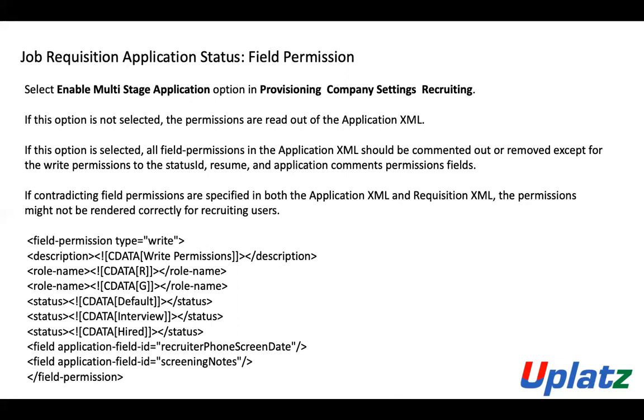And what is the status? Now we are going to have a set of three statuses that have been defined: interview, default, interview, and hired. So these are the statuses that will be displayed for the role of a recruiter and general hirer, so that they will be able to write, actually change, that field. And what are the fields that are going to be displayed? Recruiter phone screen date and recruiter field level permission as well. So that information can be captured here: screening notes and phone screening date.